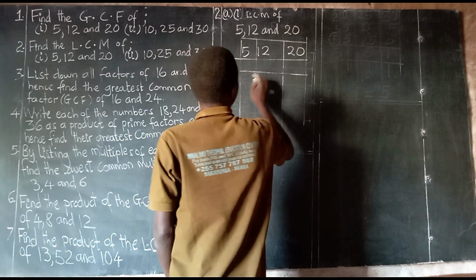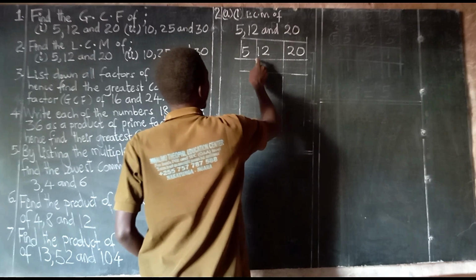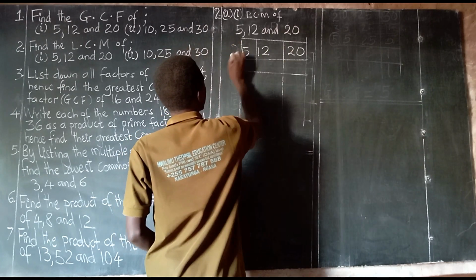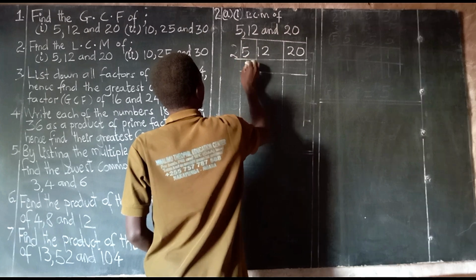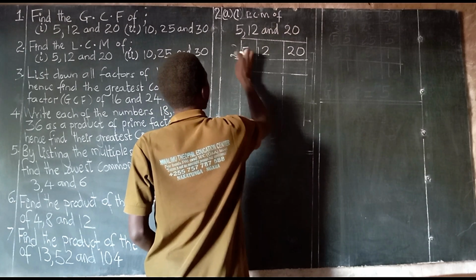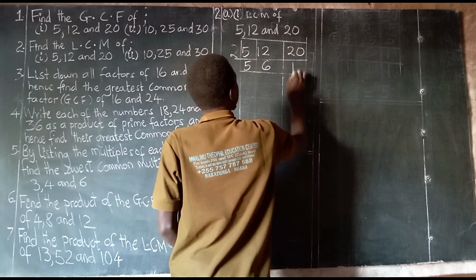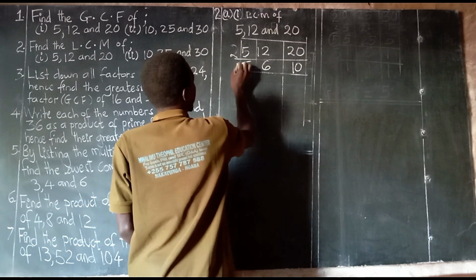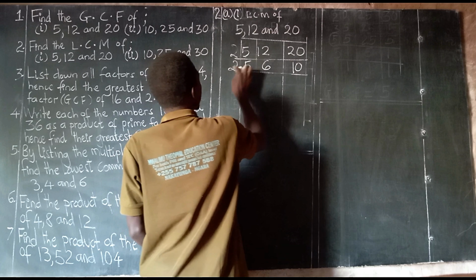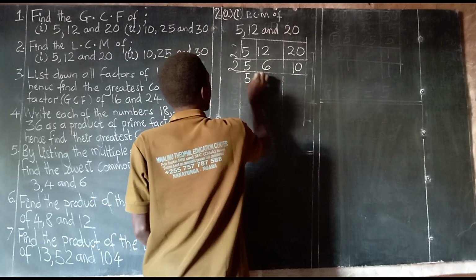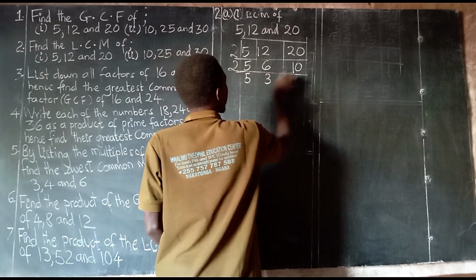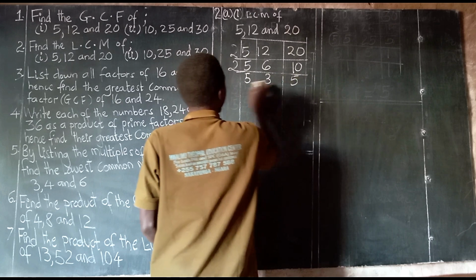Again, the smallest prime number which can divide any of the three is 2. 5 over 2, we write 5. 12 over 2, we write 6. 20 over 2, 10. Again, we have 2. 5 over 2, we write 5. 6 over 2, we write 3. 10 over 2, we write 5.